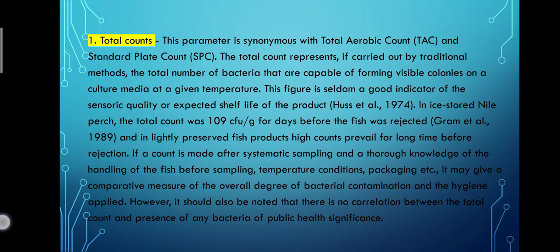This figure is seldom a good indicator of the sensory quality or expected shelf life of the product. In ice-stored Nile perch, the total count was 10^9 colony forming units per gram for days before the fish was rejected. And in lightly preserved fish products, high counts prevail for a long time before rejection.